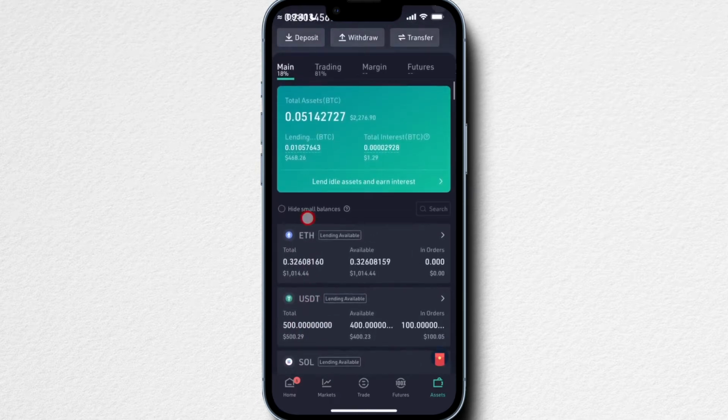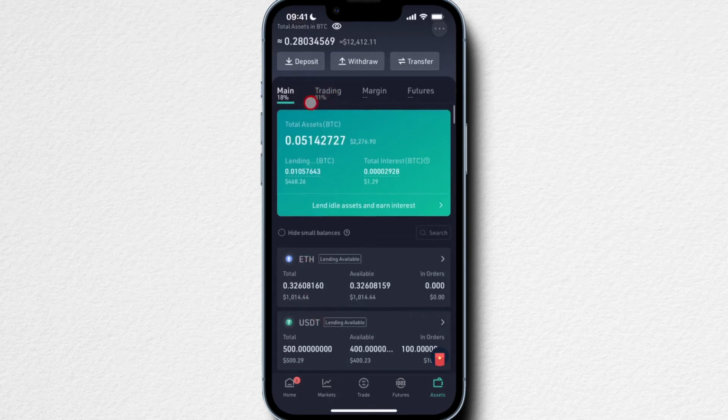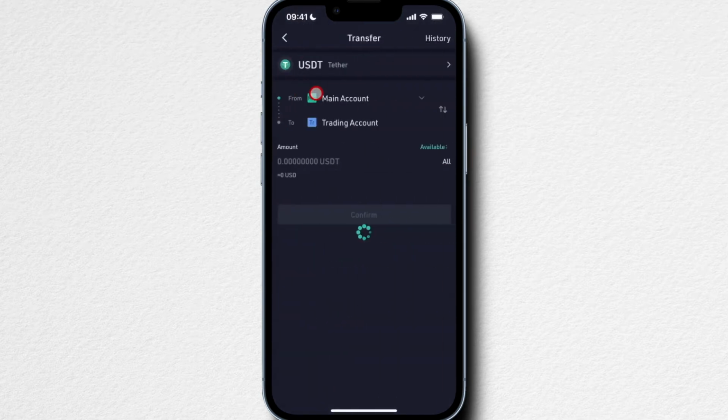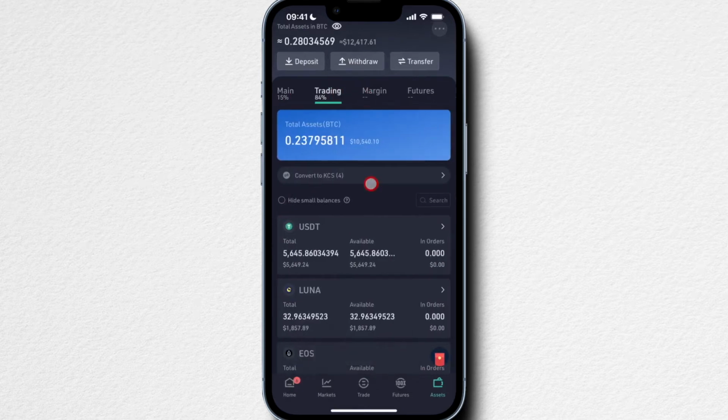But if you want to trade that US dollar tether, we need to transfer it over to the trading account right here. So what we can do is simply click on transfer. Click on US dollar tether, then from the main account to the trading account, let's click on available. So I'm going to transfer over everything, 400 US dollar tether, click on confirm. And now the US dollar tether is in our trading account and we can start trading.